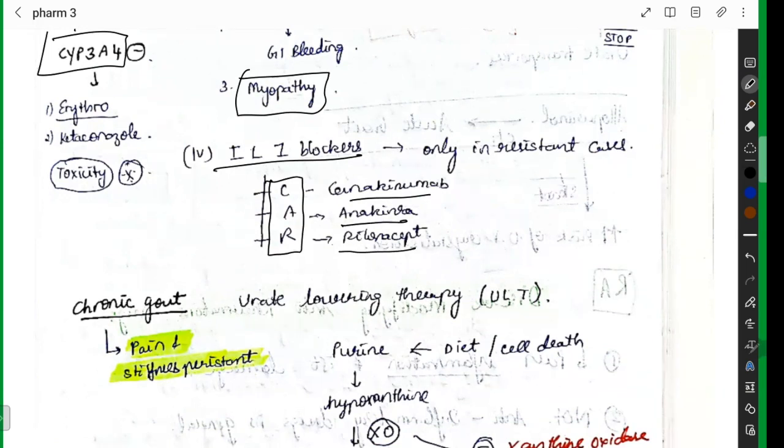So in anti-neoplastic we have interleukin 1 inhibitors. So in gout also we are going to give the CAR drugs. So what are the CAR drugs? Canakinumab, anakinra, and rilonacept.